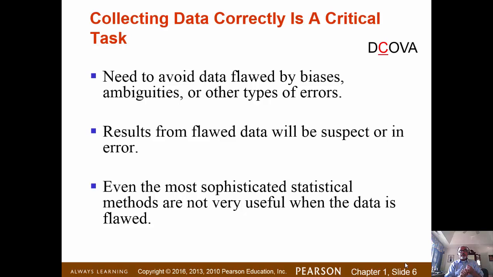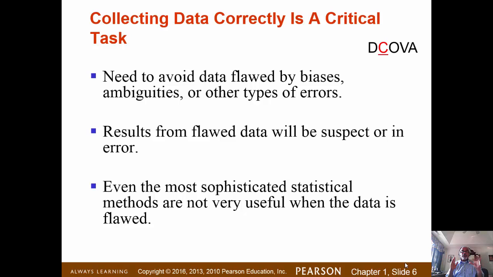want to make sure that we avoid any biases and ambiguities or errors in data collection. What data we collect must be a true representation of what the population from which we are collecting data represents. Okay, it should be a true representation. There should not be any errors or biases that creep into the data collection process. So results from flawed data will be suspect.